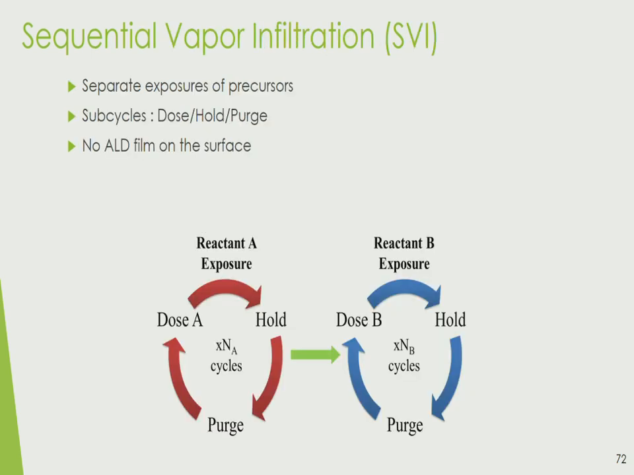nanostructured assemblies. My group, as well as Greg Parsons' group, has worked on a process called sequential vapor infiltration, which I think of as a two-step batch process. You have an exposure of reactant A. You let it sit in that for an elongated period of time. We can continue to dose the precursors in there, or different precursor materials, and allow the reaction to come to completion. And then we expose our second reactant, like water, as well.